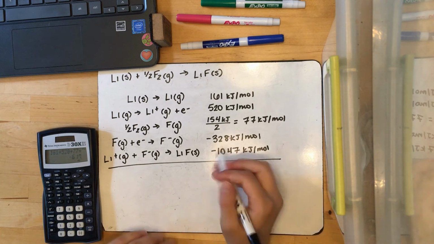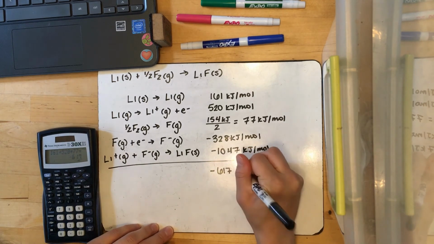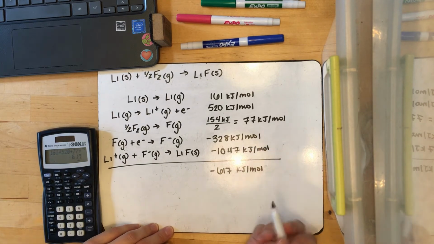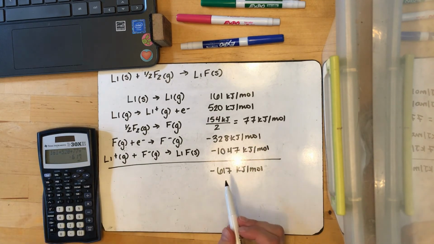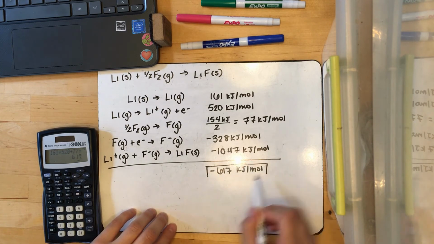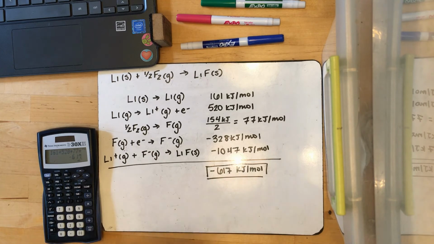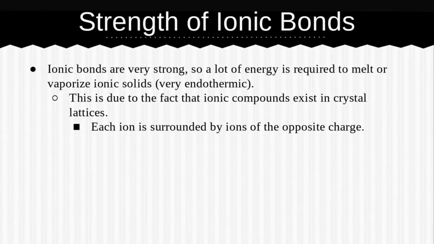And we wind up with negative 617 kilojoules per mole, which makes sense. It needs to be negative because we're creating a bond, so that releases energy whenever a bond is created. Ionic bonds are really strong because we're dealing with that force of attraction between oppositely charged particles. So it takes a lot of energy in order to break those bonds.